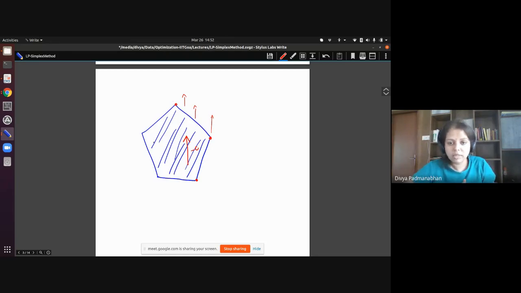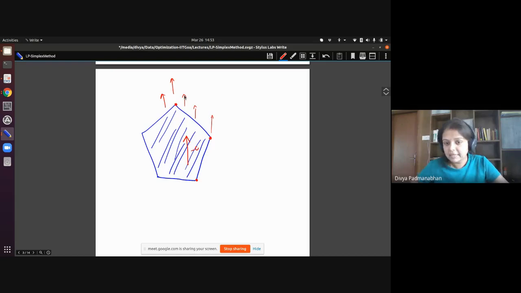Once you reach this point, only if you go in this way is the objective going to improve. But if you do that, you're going to step out of the feasible region. So intuitively, looking at the reduced costs, for all these other vertices, it's not going to improve your objective in any way. That's why it is guaranteed that at some point it will reach the true optimum.